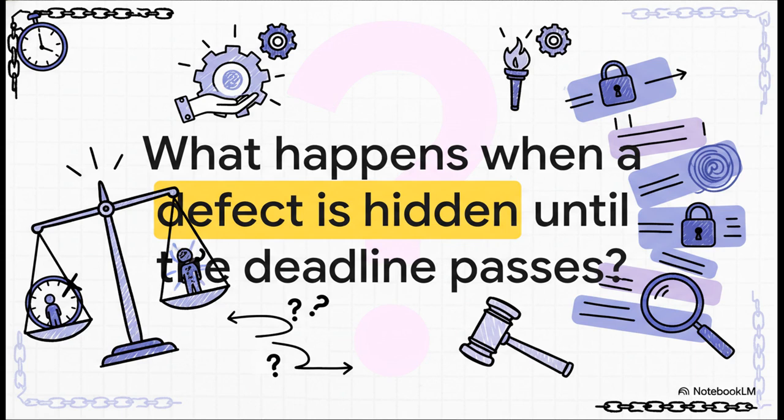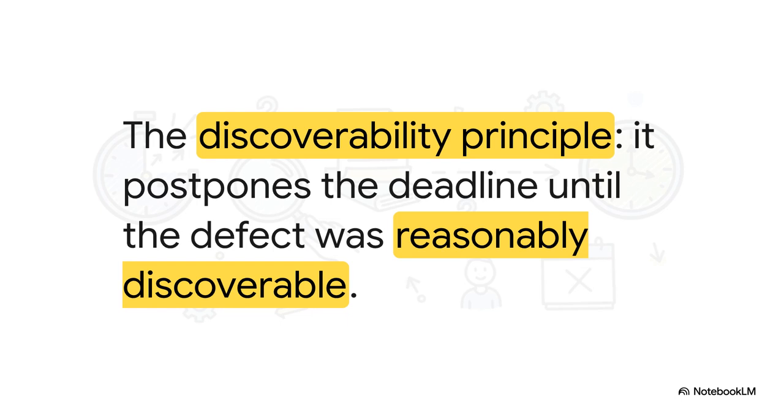On one hand, professionals need to have some finality, some end point to their liability. On the other hand, a client who just discovered a huge, hidden problem deserves a chance at justice. So how do you solve that? What's the fair solution? And the answer is B, the discoverability principle. It's a really elegant solution, actually.